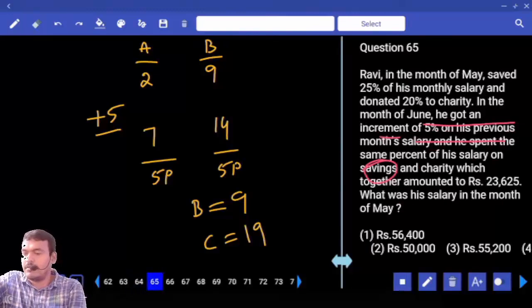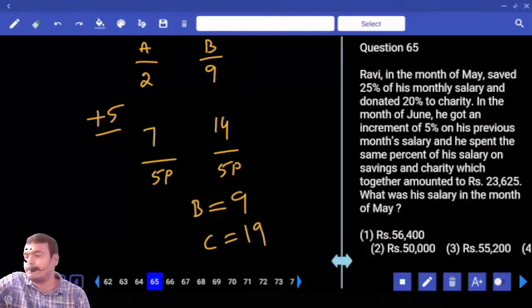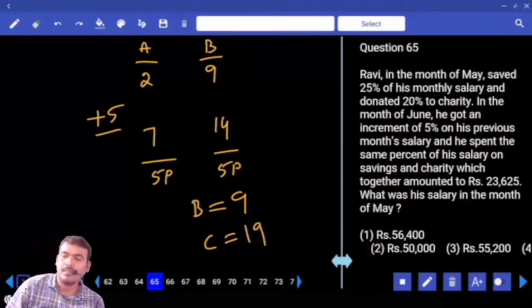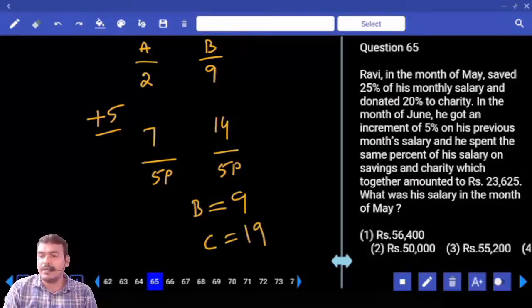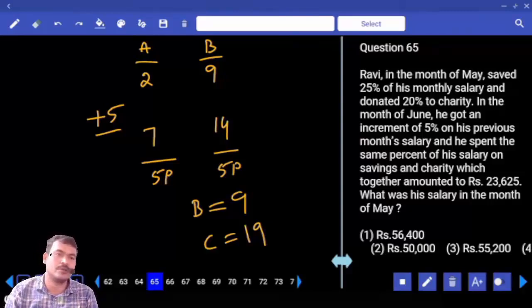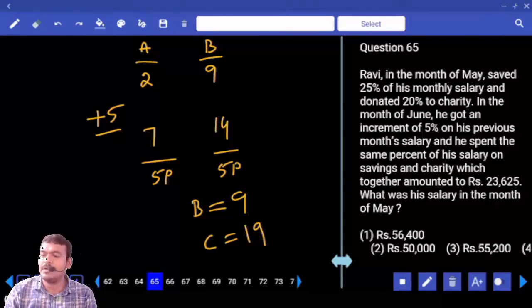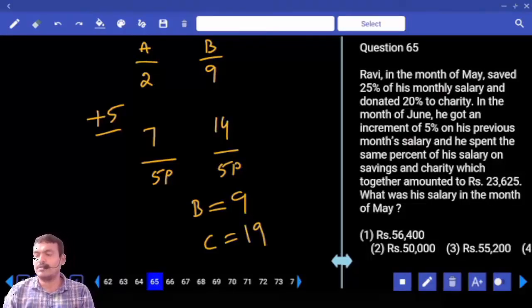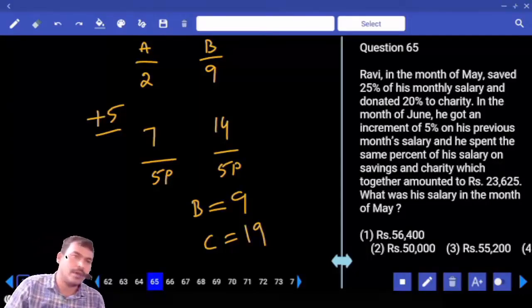Next is 65. Ravi, in the month of May, saved 25% of his monthly salary and donated 20% to charity. In the month of June, he got an increment of how much percent? 5% on his previous monthly salary. And he spent the same percent of his salary on savings and charity, which together amounted to how much? 23,625. What was his salary in the month of May, or not?